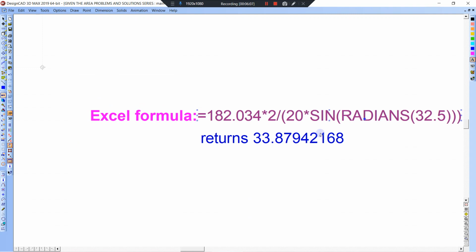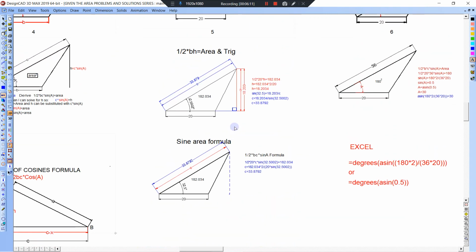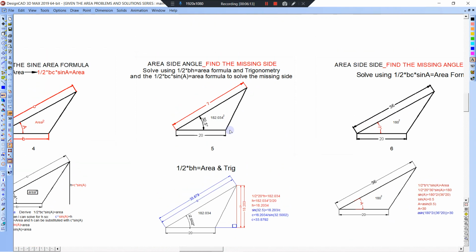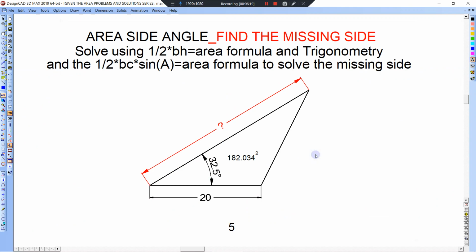Probably more than I need to do in Excel, but it's really a nice feature, and it's just really a pain in the neck. There's no way to just turn it into degrees, to default to degrees. Its default is radians, so you have to tell it you want degrees. And that's it. That's for video 5. We'll see you on video 6.